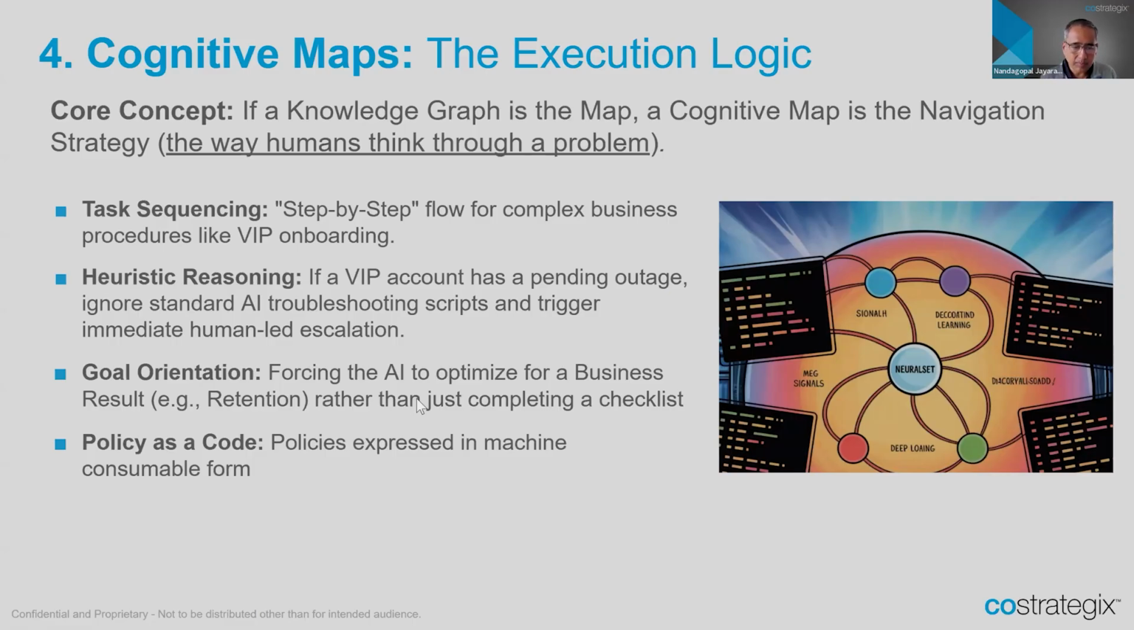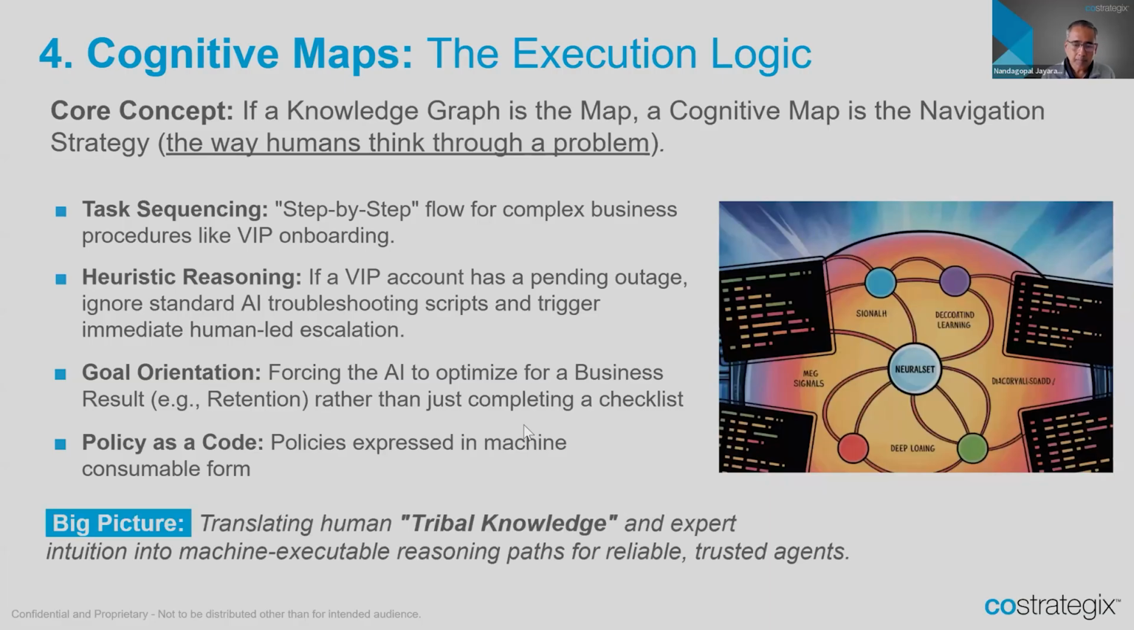But how do you implement those policies as code? How do you create the step-by-step sequencing? So for example, in the case of Sarah, it would have skipped all of the process and would have just escalated the situation to the enterprise account manager, right? As opposed to going through step one, two, three, which is kind of a dumb process. A human would have done that. So you want your agents to do the same thing. And that's where the cognitive maps come in. So those are your four building blocks.